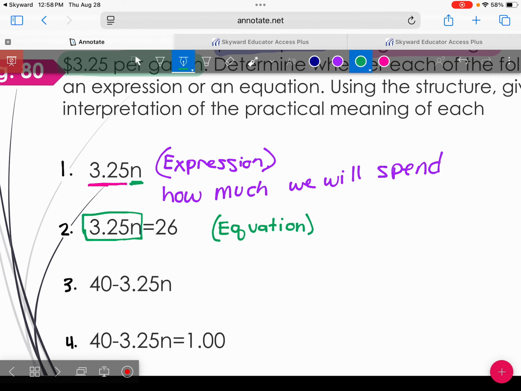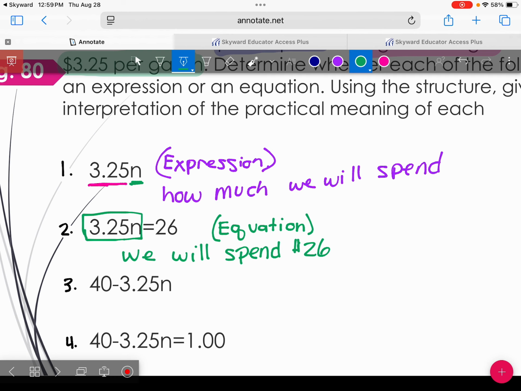gas. This piece is awfully familiar, right? What did this piece mean? How much we're going to spend on gas. That equals, how much does it equal? 26. What is that 26? How much money we're going to spend. This equation says we will spend $26. Could we figure out how many gallons of gas that would be?